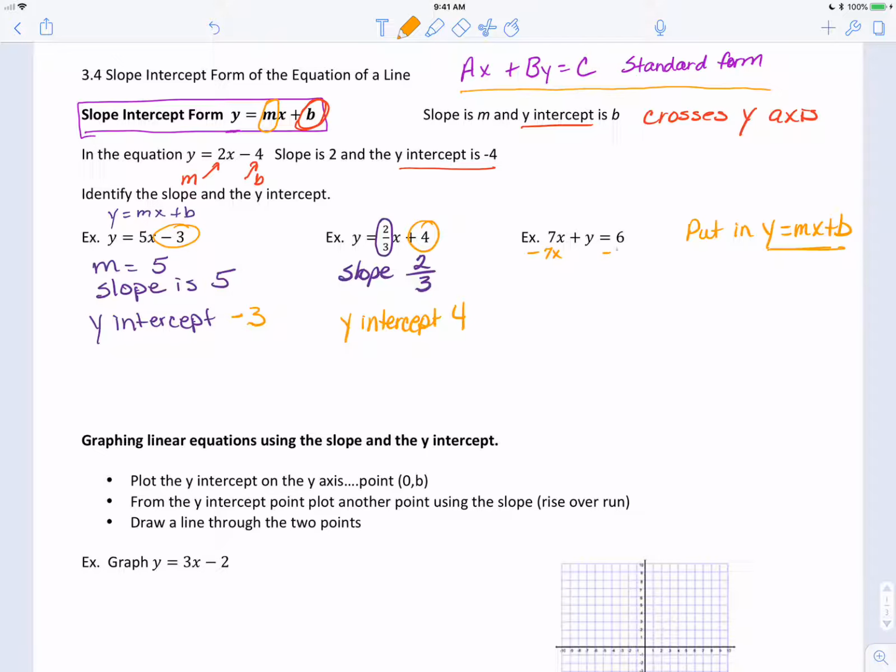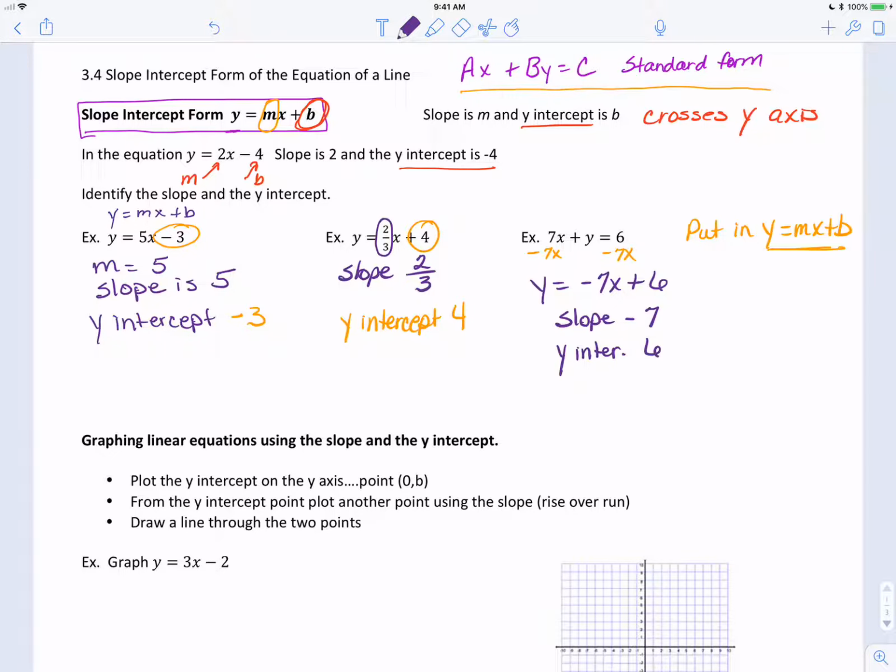We're going to subtract 7x from both sides. The 7x and the 6 are not like terms, so they cannot be joined together. You want to get in the habit of putting the x term first, because that is the y equals mx plus b format. So even though it's negative, we're going to put negative 7x plus 6. Now we've put it in y equals mx plus b format. So our slope here is negative 7, and our y-intercept is 6.